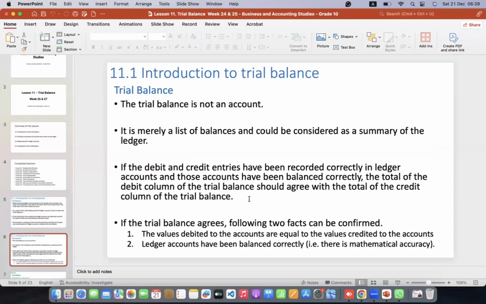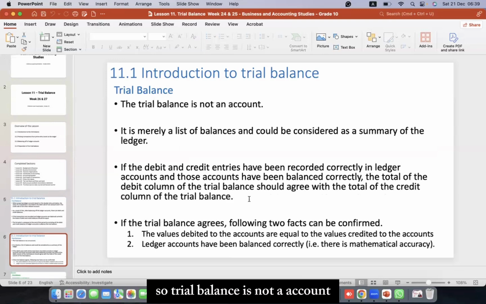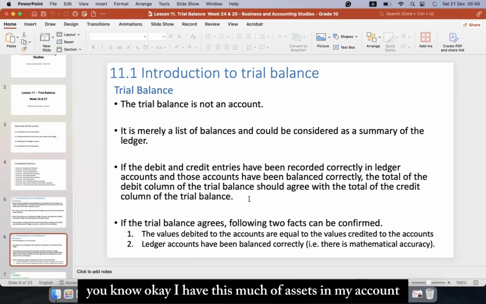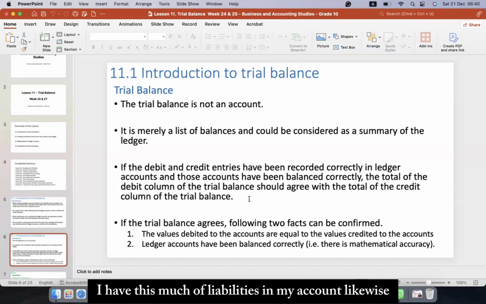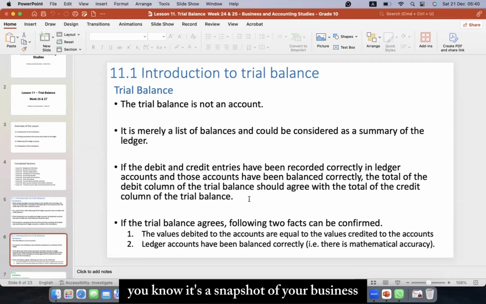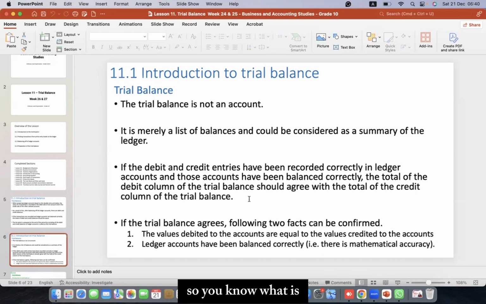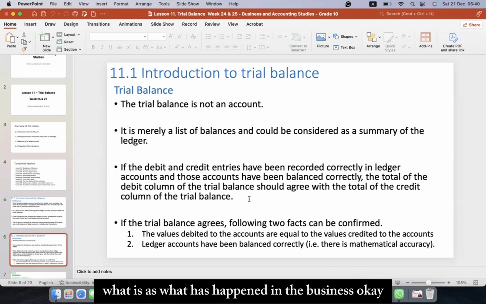Okay. So trial balance is not an account. Trial balance is not a ledger account. It's merely a list of balances. So it's a summary. When you look at the trial balance, you know, okay, I have this much of assets in my account. I have this much of cash in my account. I have this much of liabilities in my account. Likewise, it's a snapshot of your business, so you know what has happened in the business.